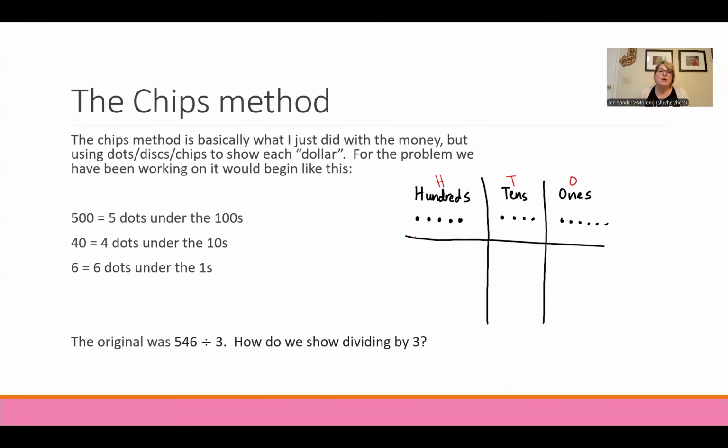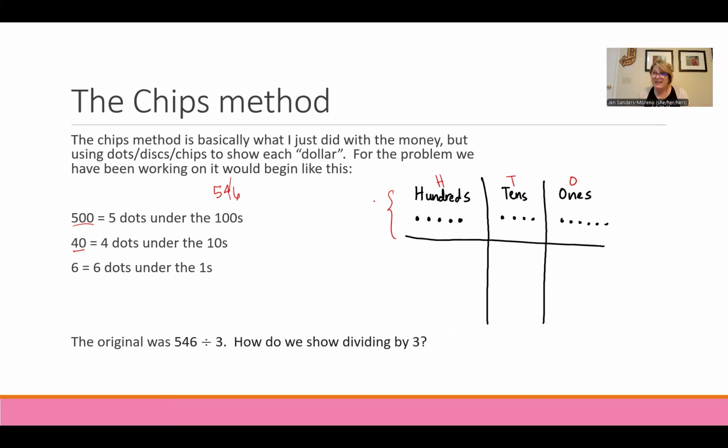Okay. So number one is that you want to have a bit of space here. I know it looks like we have a lot of extra space, but we want that extra space. Have a little bit of breathing room between our words and our dots. What I've got here is our 500 turns into 5 dots or discs under the hundreds. Our 40, because remember our original number was 546, so we're going to have 4 tens, so 4 dots under the tens, and then finally 6 ones, so 6 dots under the ones.